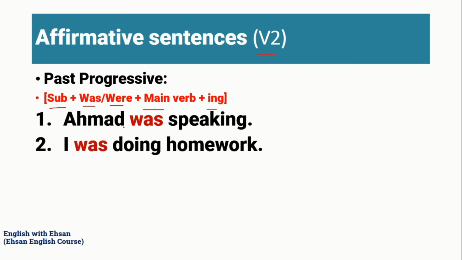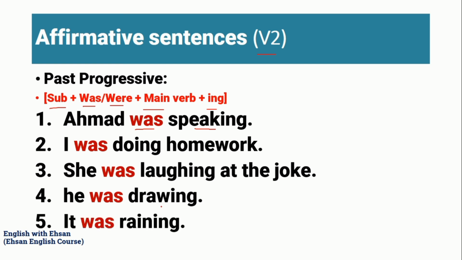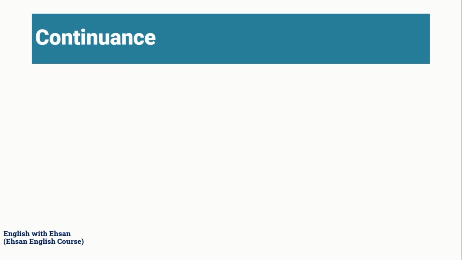Like here, number one, Ahmad was speaking. He was speaking in the past. It shows the past action. Number two, I was doing homework. Number three, she was laughing at a joke. Number four, he was drawing. Number five, it was raining.